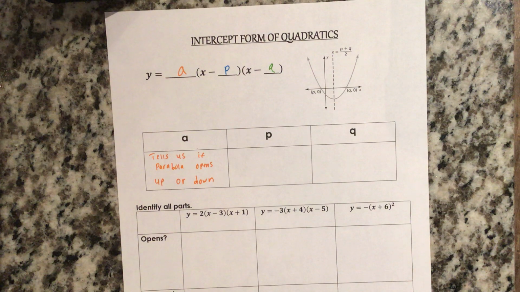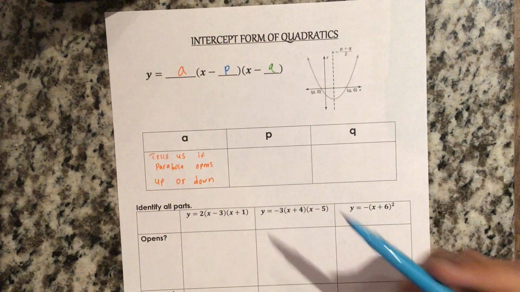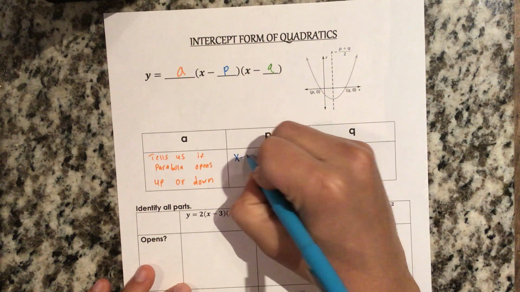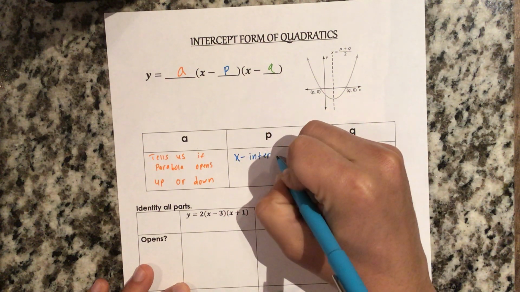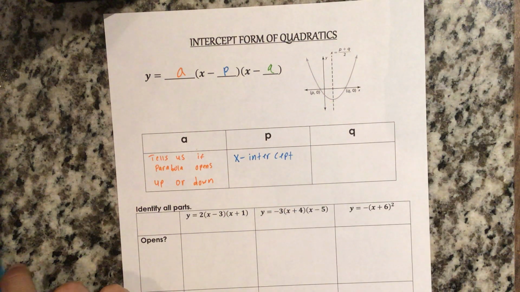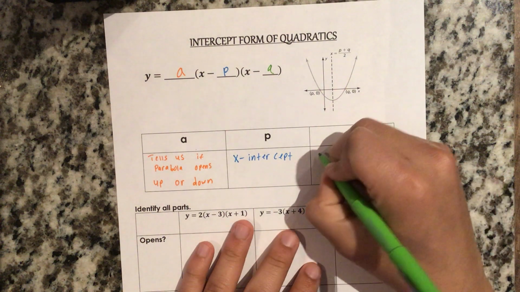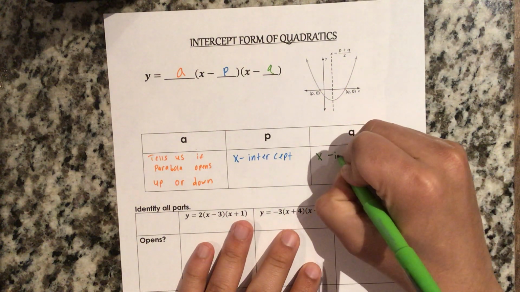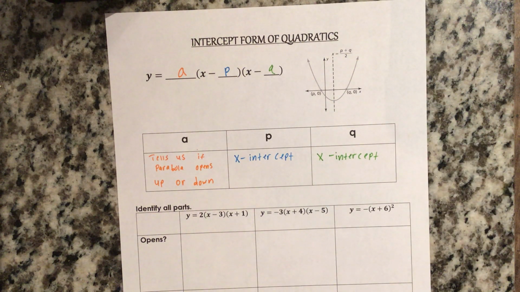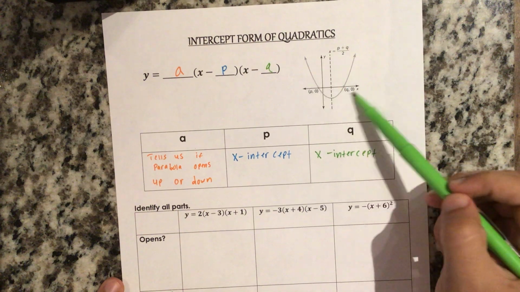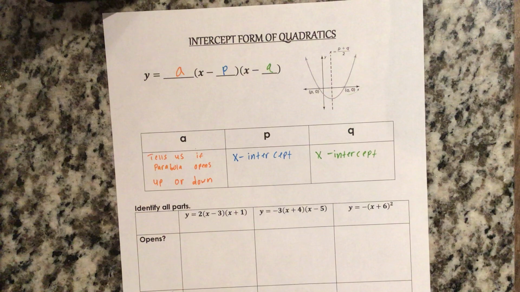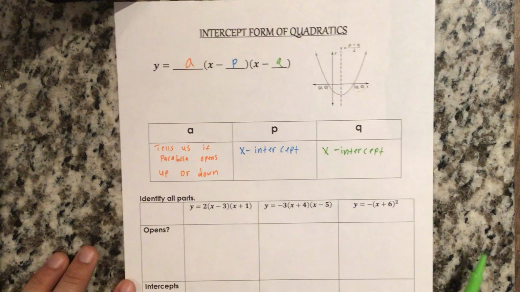And these last two, it's called intercept form, right? So the p tells me what one of the x-intercepts is. P is one of them. You can guess what q is: the other x-intercept. Most quadratics have two x-intercepts, right? So p's here, q's there. Okay, let's keep going.